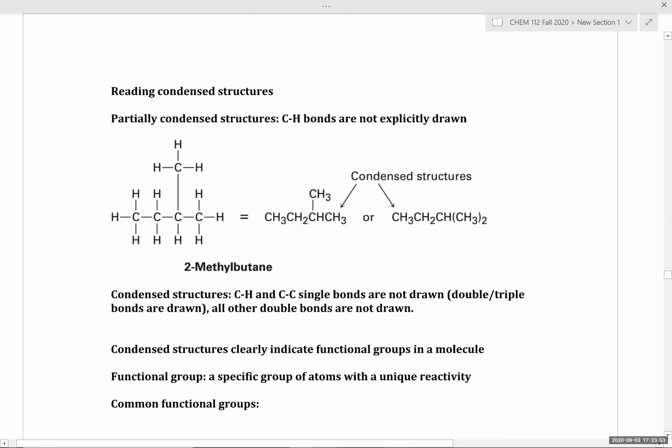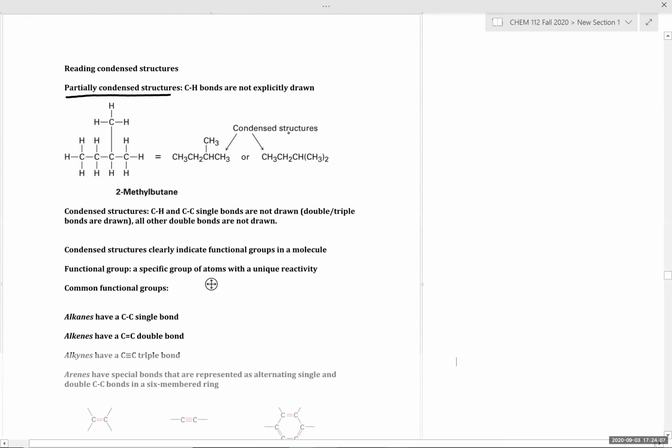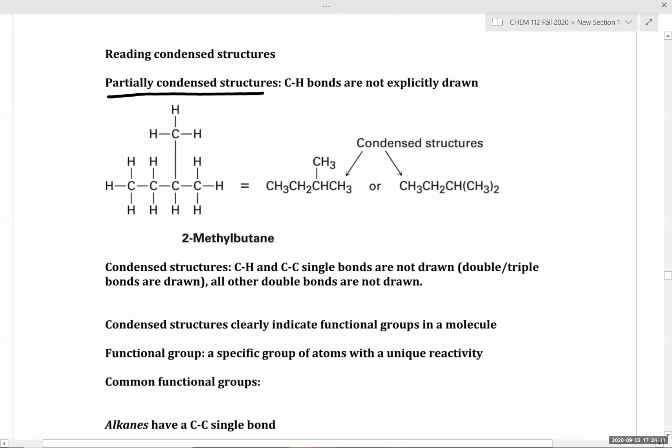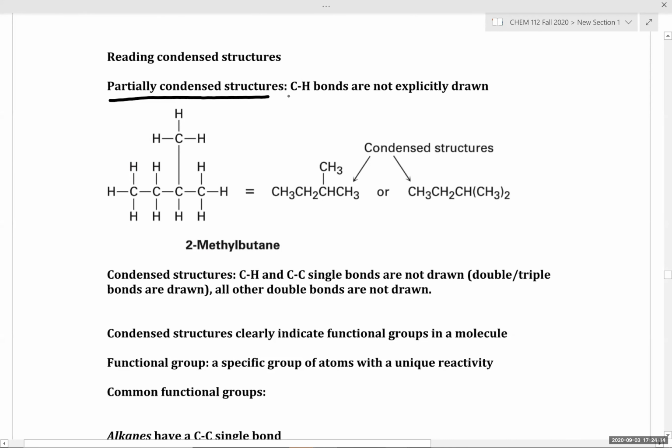So, what are condensed structures? Well, there are two major types. So we have partially condensed structures, where rather than drawing out all of our carbon-hydrogen bonds in our Lewis structure, we omit and do not explicitly draw out our carbon-hydrogen bonds. So this structure here, without the carbon-hydrogen bonds drawn, would be a partially condensed structure.